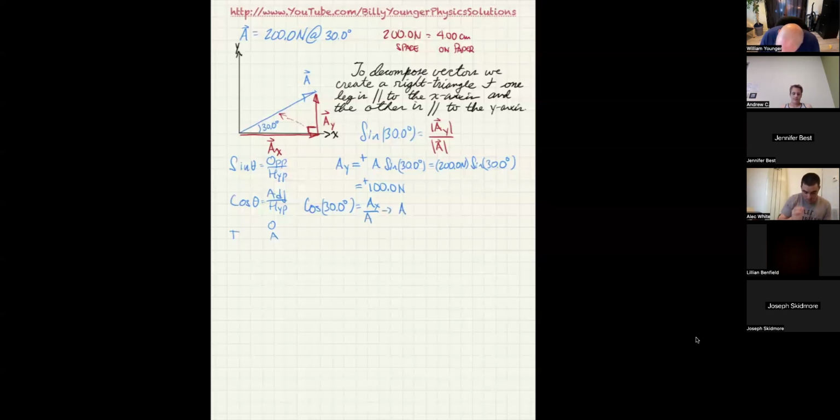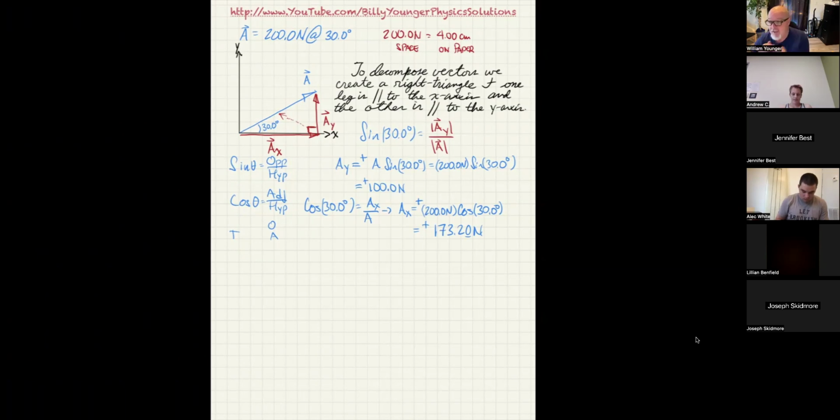So this tells me that a sub x is equal to, notice it's pointing in the positive x direction, so I'm going to force that positive sign right there. And I'm going to say 200.0 newtons times the cosine of 30.0 degrees. And that's going to equal 200 times cosine 30. That gives me 173.20 newtons. Okay. So that's what it means to decompose a vector or to break a vector down into its components.